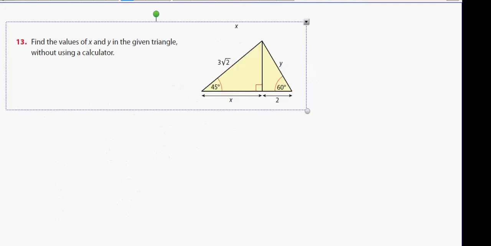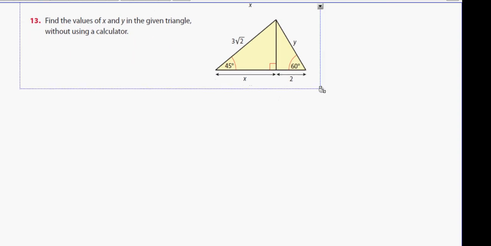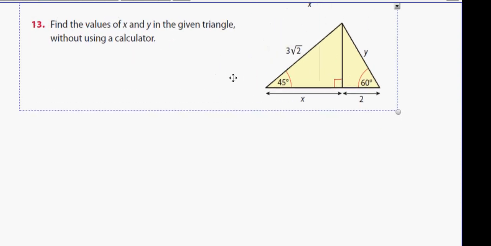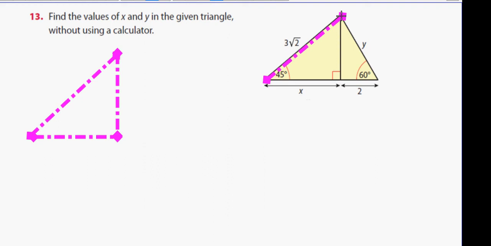Moving on. Number 13. Find the values of x and y in the given triangle without using the calculator. Okay? Ignore the right triangle and just use the left triangle for x. Okay, so the left triangle, doesn't matter what's in it, we'll call it the pink triangle. This one here, basically, in a nutshell. So we have 45 degrees, you have x, and you have 3 root 2.